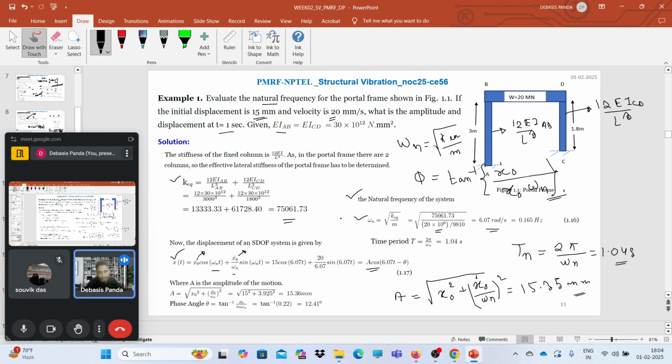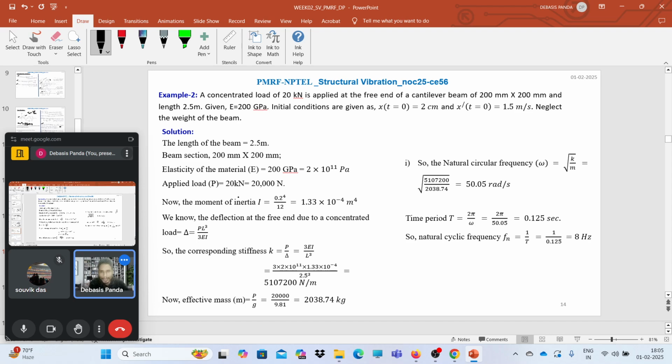Now t equals 1 second. What will be the displacement? In this equation, just put t equals 1, A equals 15.35, and phi equals 12.41, and you can find the displacement response at t equals 1 second. If you need to find the velocity at t equals 1 second, you just need to differentiate this equation and put all these values at t equals 1 second, and you will find the velocity.